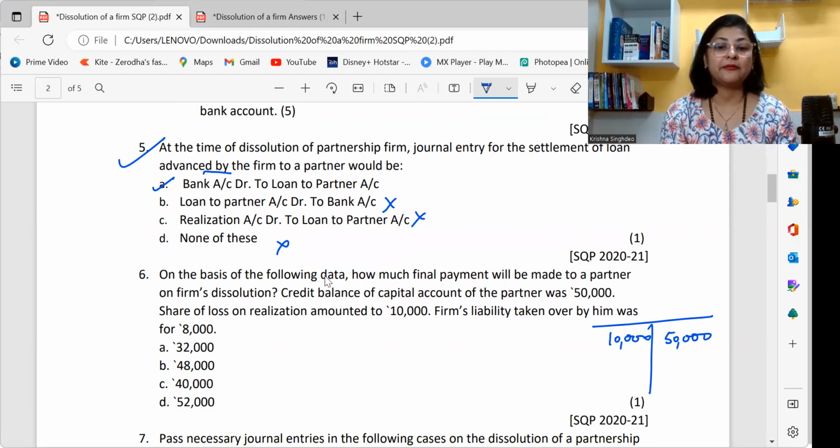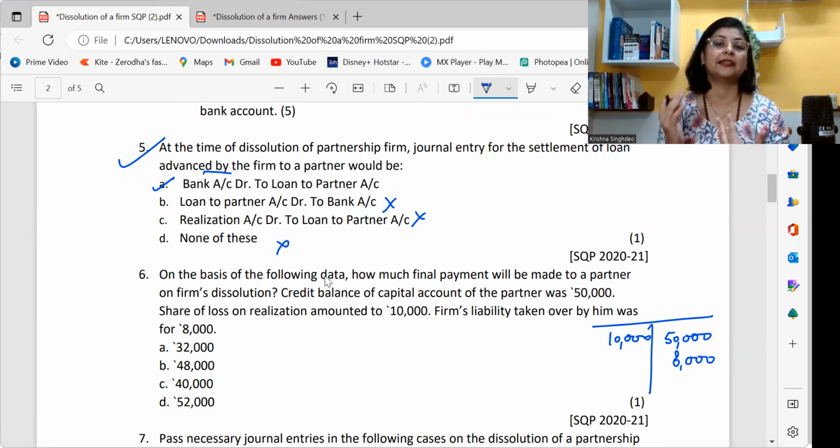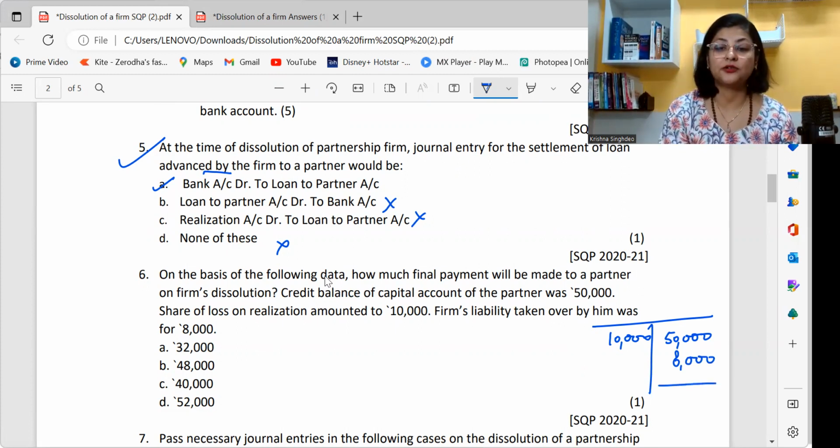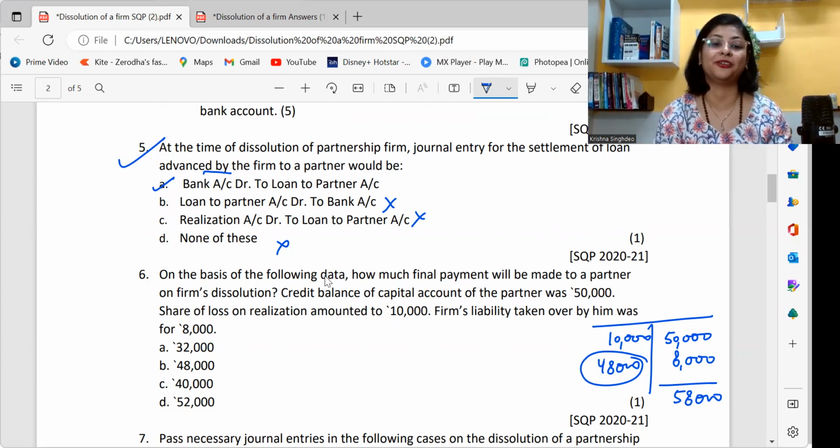And the firm's liability taken over by him. Whenever a partner takes over a liability of the firm, it comes on the credit side of his account, and if he takes over an asset, it comes on the debit side. So here the total is 58,000, and 58,000 minus 10,000, the balance of 48,000 credit balance is left, which is to be paid to the partner.